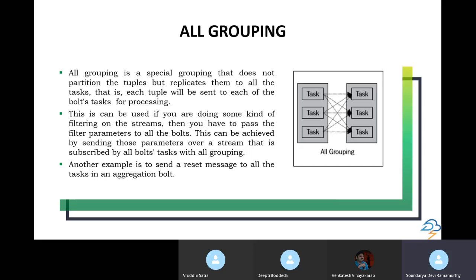I can send the filter parameter through a separate spout, and I have to send it to each task in the target executor. That time all grouping is used. And one more place where we can use all grouping is, suppose I have been storing some data for a long time during the process, and then I find that I don't need that memory now. I have to erase all the memory stored in that executor. For that, we need to send a signal to each and every task in that executor. That time we can use this for sending a reset message, which means we can use all grouping.